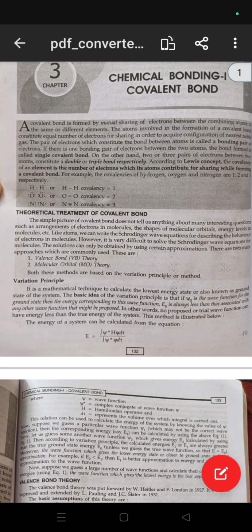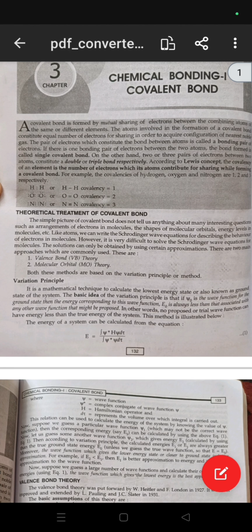Like atoms, we can write the Schrödinger wave equation for describing the behavior of electrons in molecules. However, it is very difficult to solve the Schrödinger wave equation for molecules. This solution can only be obtained by using certain approximations. There are two main approaches which are commonly used. First, valence bond theory. Second, molecular orbital theory.